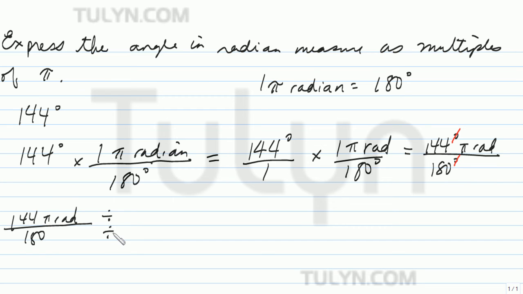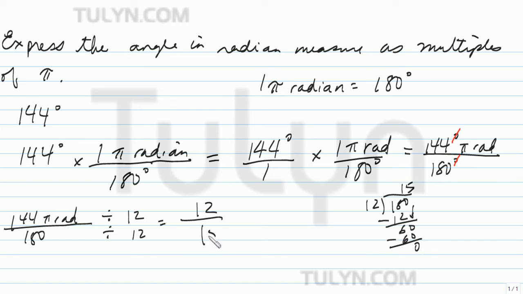Find the greatest common factor of 144 and 180. That's going to be divided by 12. 144 divided by 12 is 12. 180 divided by 12 is, let's find out. 12 goes into 1 0 times, 12 goes into 18 1 time. And 1 times 12 is 12. 18 minus 12 is 6. 12 goes into 60 5 times, so 5 times 12 is 60. Minus 60 is 0, so 12 15ths.